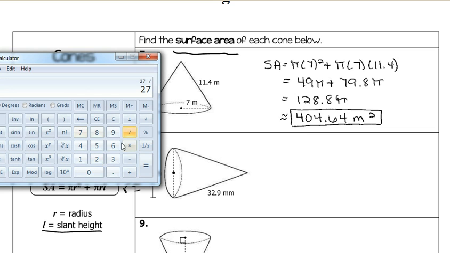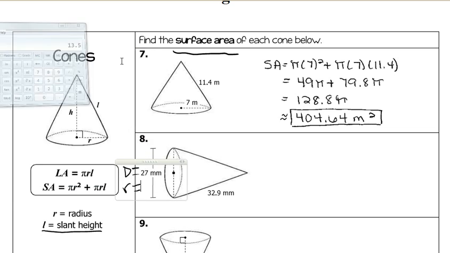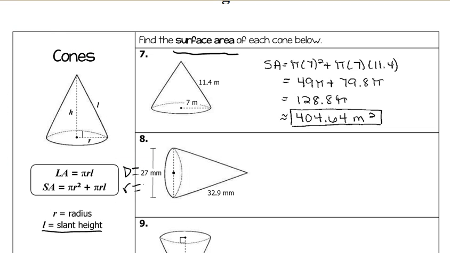27 divided by 2. 13.5. So that is 13.5, my radius. That's right here. Radius. Now we have our L, slant height. We have our radius. And we have pretty much everything now to solve. And we're going to plug it in.